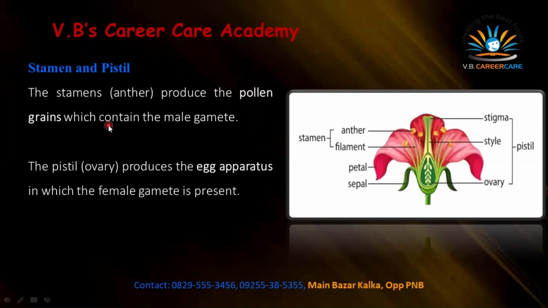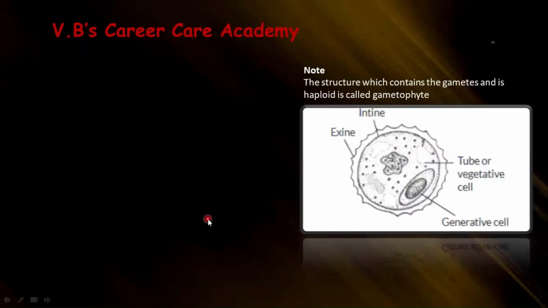Similarly, the pistil also has some parts. The first one is the stigma, the other one is a long tube known as the style, and the last is the ovary, which is the bulged portion of the pistil. The ovary in the pistil produces the egg apparatus in which the female gamete is present.